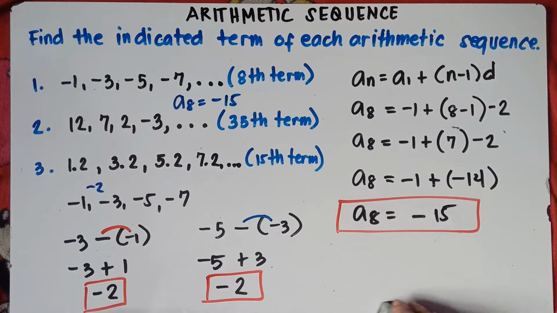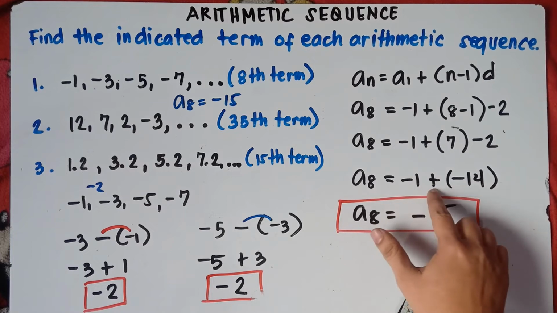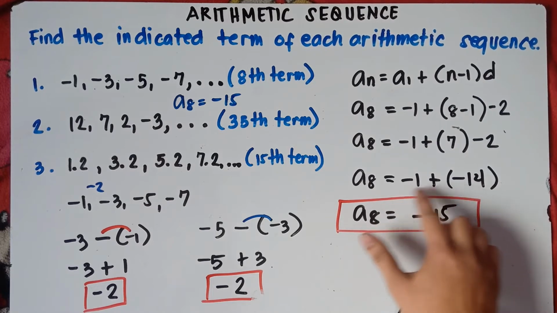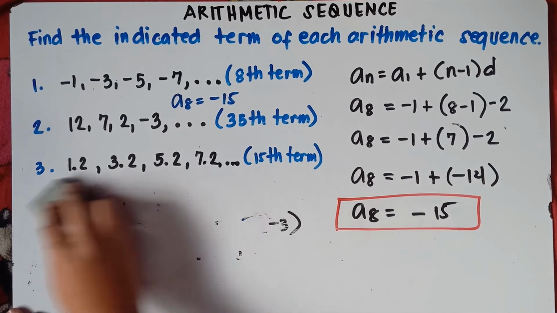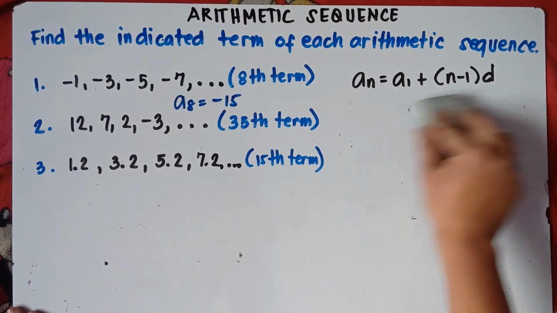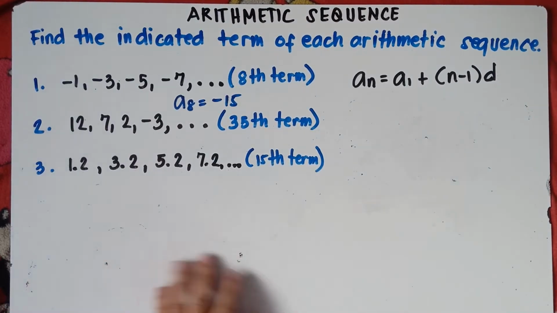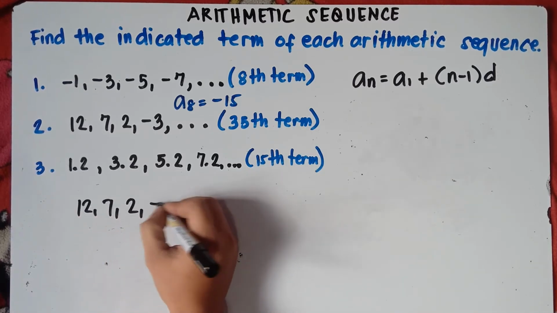So let's try number 2. Once again, we pause the video. Negative added by negative, if the signs are the same, copy the sign, then add the numbers. We pause the video, class. I will be erasing number 1. So once again, this is the formula. So number 2, let me copy number 2: 12, 7, 2, and negative 3.